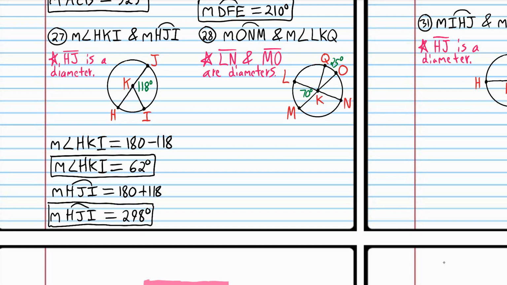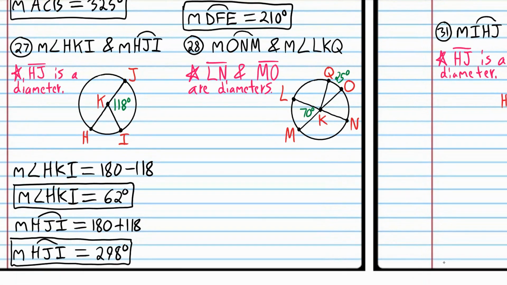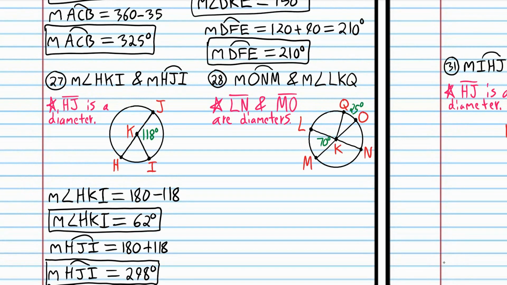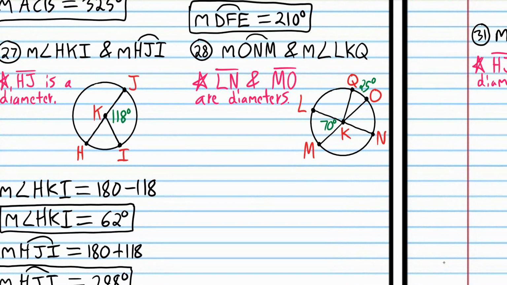All right, let's do one more of these problems before you try one on your own. Now in this case we have two diameters. We have LN, that's a diameter, and we also have MO, and that's going to be important information. So first we're looking for the measure of arc ONM.